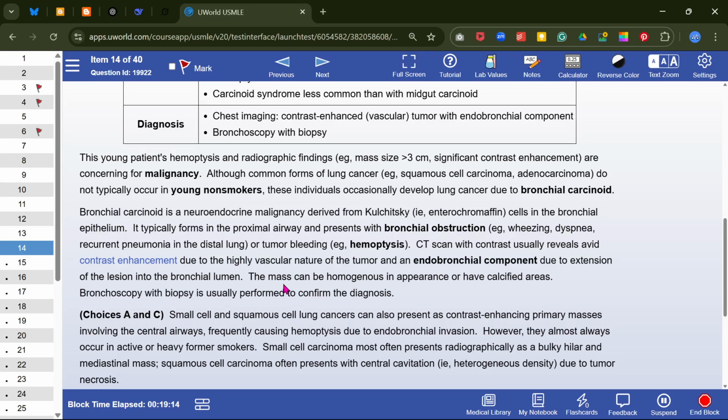CT scan of the chest usually reveals avid contrast enhancement due to the highly vascular nature of the tumor, and an endobronchial component due to extension of the lesion into the bronchial lumen. The mass can be homogeneous in appearance and have calcified areas. Bronchoscopy with biopsy is performed to confirm the diagnosis.